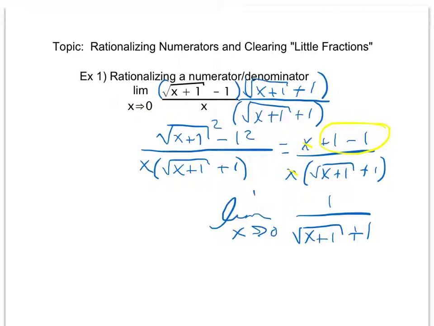And since I don't really care what's happening there, only what happens as I get close to it, I'm going to go ahead and do that direct substitution, and I'm going to get 1 over 0 plus 1 is the square root of 1 plus 1, which gives me 1/2 for my limit. And I can always check and look and see what that looks like. If I wanted to, I could graph my given function and zoom in and see what is really happening as x approaches 0. So that's what it means to rationalize a numerator.